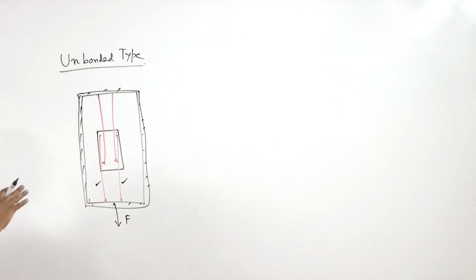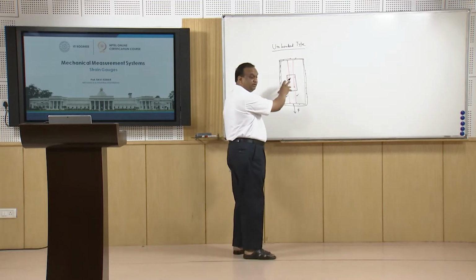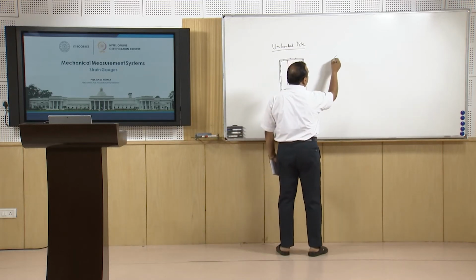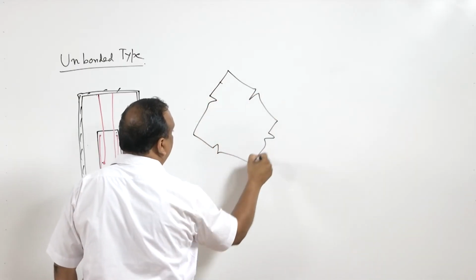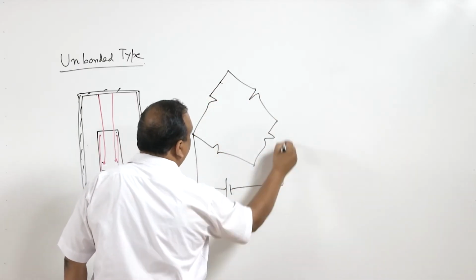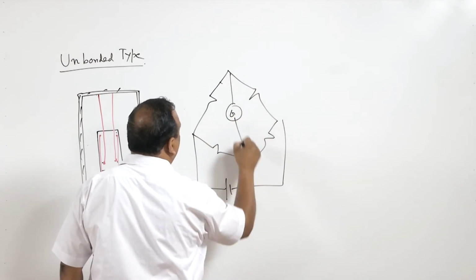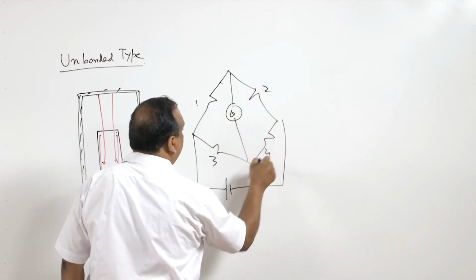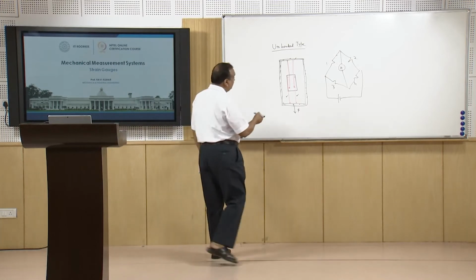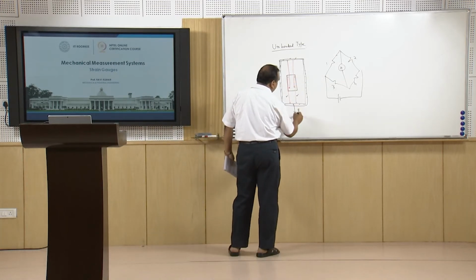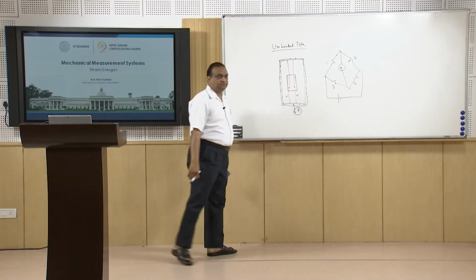This arrangement is done just to magnify the effect, to magnify the signal, and these four wires will make the four arms of a Wheatstone bridge, 1, 2, 3, 4. When the bridge gets unbalanced, we can easily find the change in the resistance and subsequently the displacement in this direction.